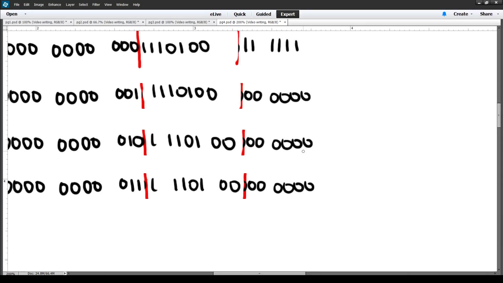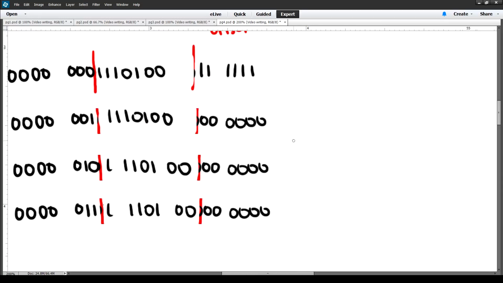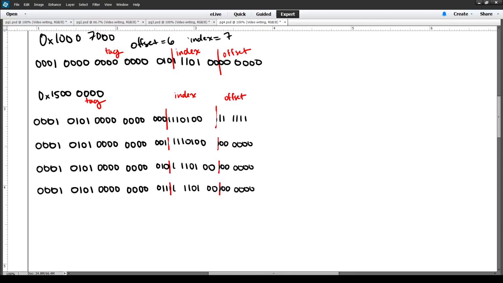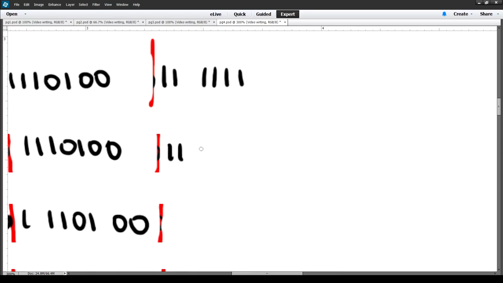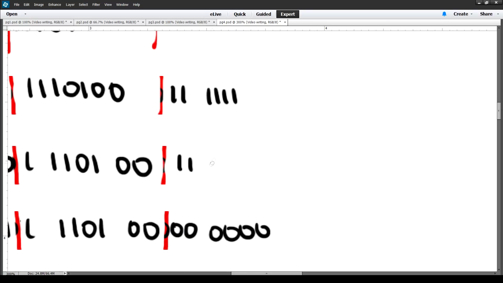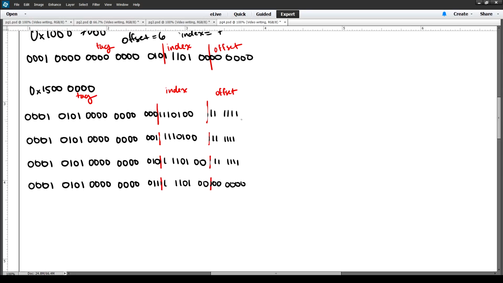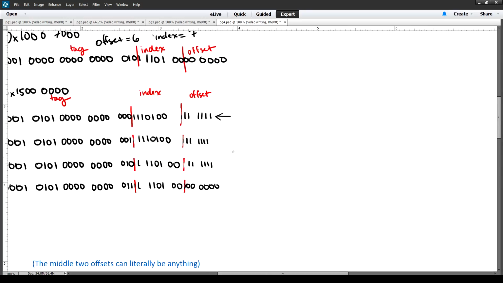I ended up just using an online converter because I was too lazy to actually think through these conversions. And when I was doing my problem, I actually had these all as ones. The reason I had these all as ones is because I copied and pasted from this first address right here.